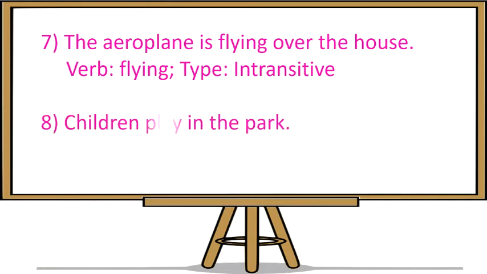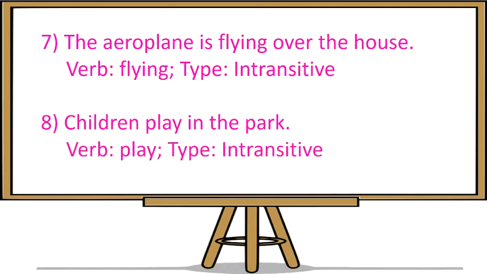Let us see next. Children play in the park. Now children play what? There is no answer. Children play whom? There is no answer. Children play where? In the park. So that is not the answer of transitive. So that is why play is the verb. The type is intransitive. There is no object. Okay.